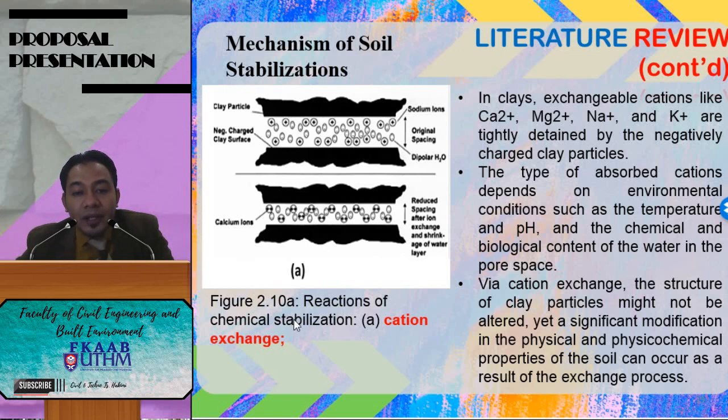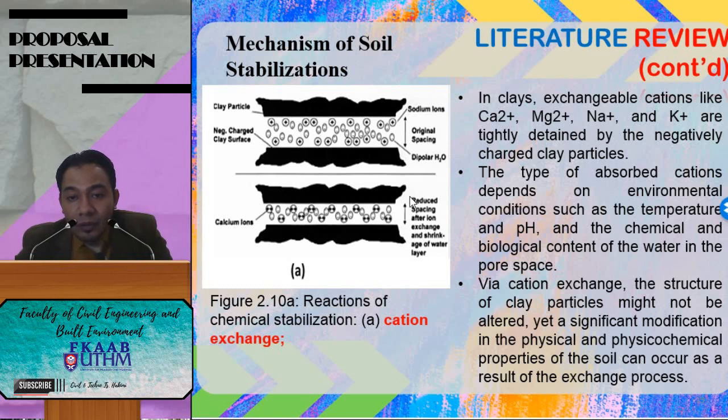The cation exchange. In clay, exchangeable cations like calcium, magnesium, sodium, and potassium are tightly retained by negatively charged clay particles. Basically the soil is negative charge, and calcium, magnesium, sodium, and potassium are positive charge. When the positive and negative react, the soil will be neutral. Positive and negative will be neutral. So this is what we call the cation exchange.